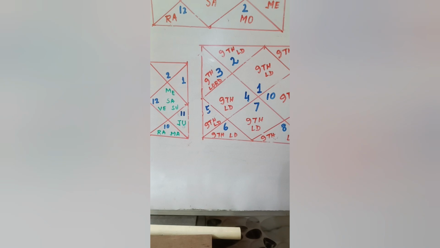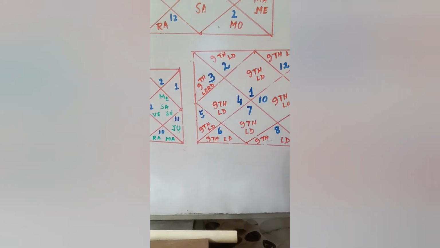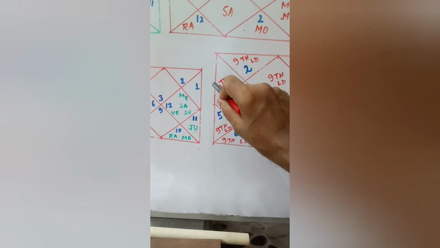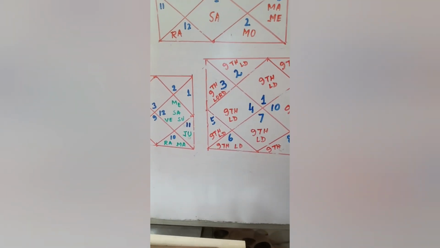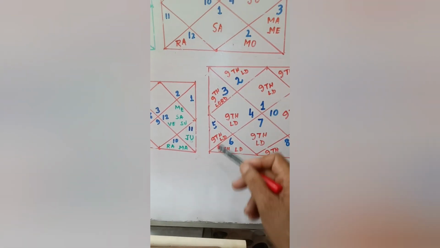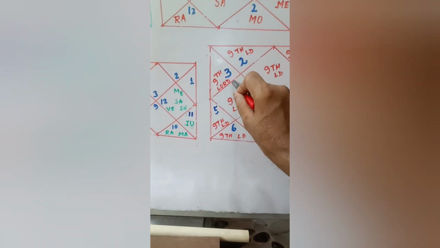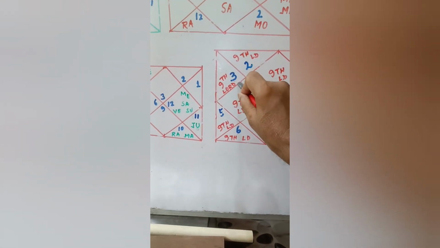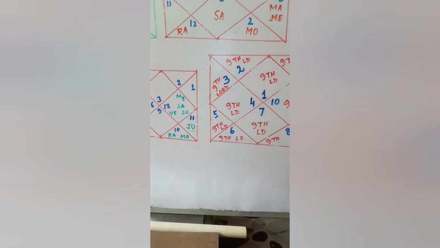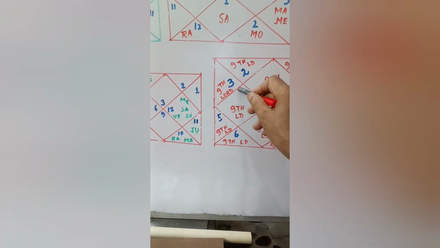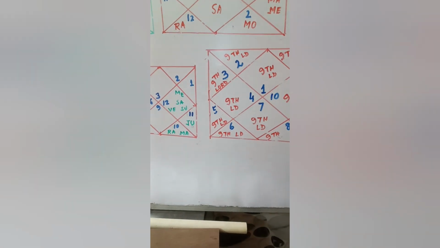In the ninth house, some planet may be posited there. That seventh aspect will also come to the third house. That will also increase the ability of the native. So with the ninth house lord in the third house, natives may be creative persons, may be great footballers, great artists, great writers.